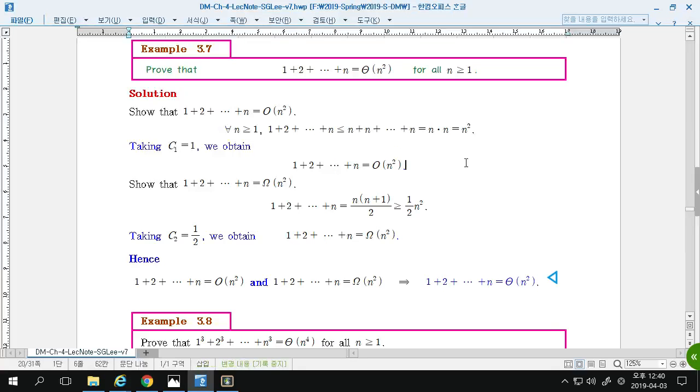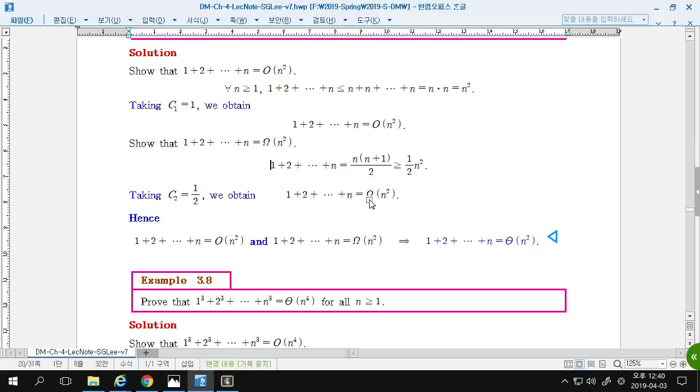So if we choose C1 equal to 1, then the left-hand side is big O of n squared. Next, this is equal to n times n plus 1 over 2, which is always bigger than or equal to 1/2 times n squared. So if we choose C2 as 1/2, then the left-hand side is omega of n squared. Since this is big O and omega, it's theta of n squared. Done.